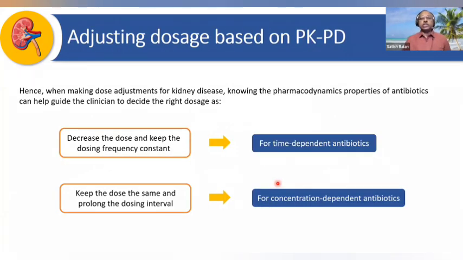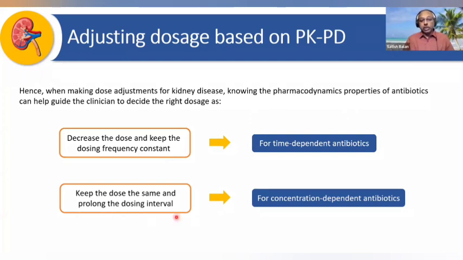So how do you adjust doses based on PK/PD? For time-dependent antibiotics, you have to decrease the dose and keep the dosing frequency constant. So if you want to give, for instance, meropenem, you had better give it as 500 milligram BD rather than give 1 gram daily, because you can then keep the antibiotic level above the MIC for more time. For concentration-dependent antibiotics, you keep the dose the same and prolong the dosing interval.